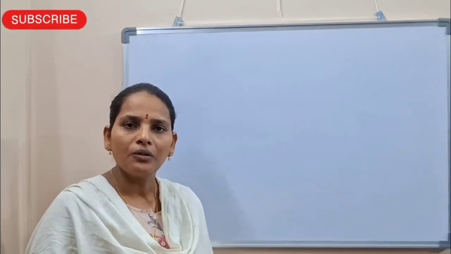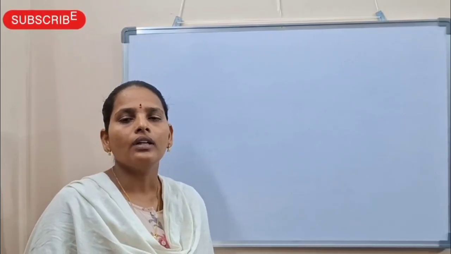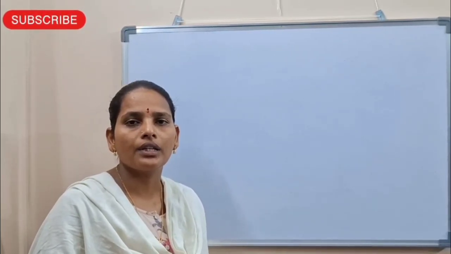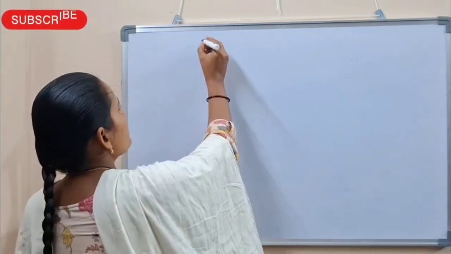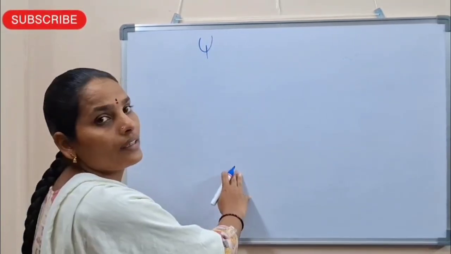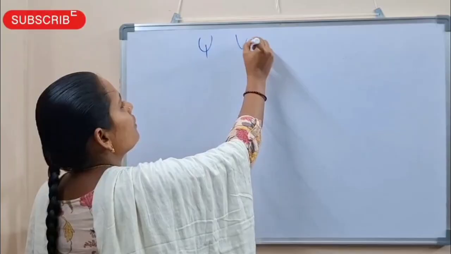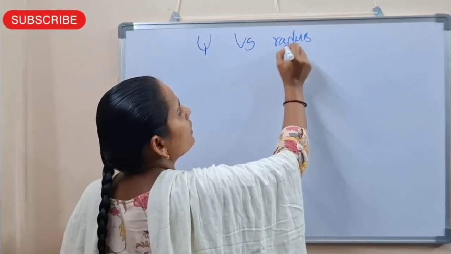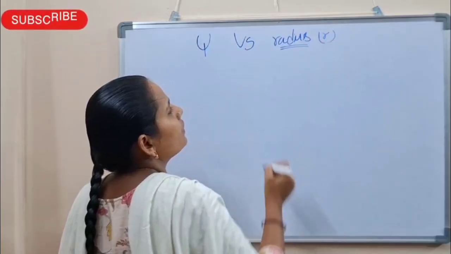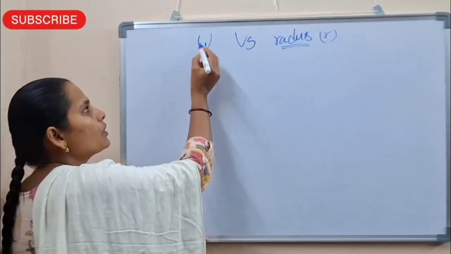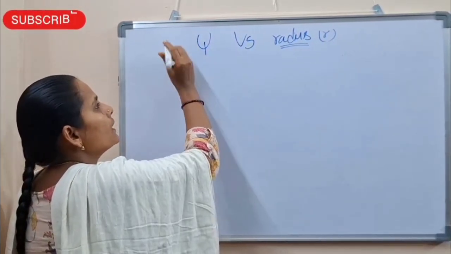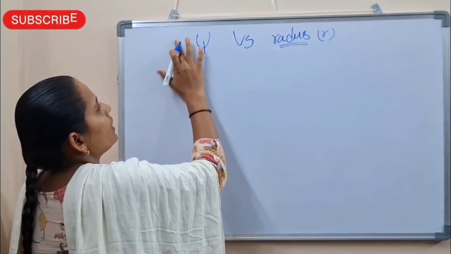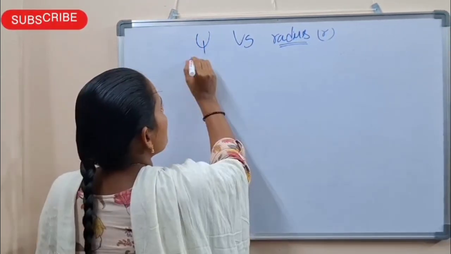In this class, we are discussing the graphs. What are we discussing the graphs of here? We are discussing the graphs of psi, the wave function, versus radius. In some books it is represented as a capital R, but here we are representing the wave function as psi.